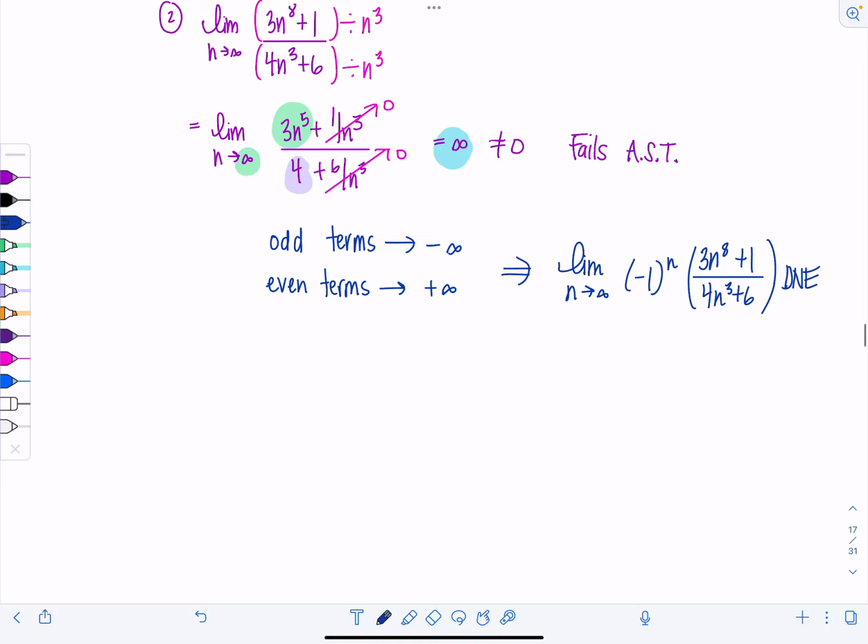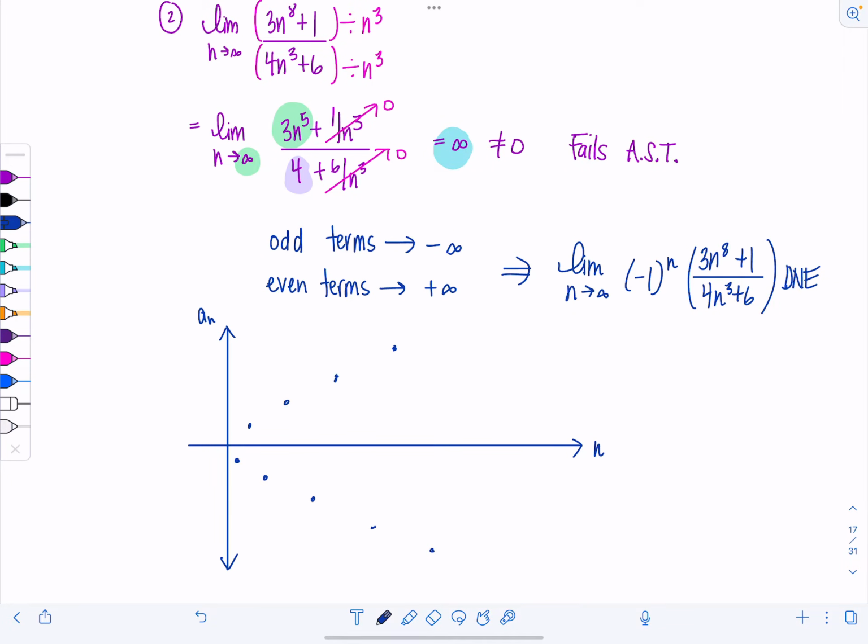It's basically like this. Let me give you a little graph. So pretend this is an, and then this is n. So what's happening is like the odd terms are going to infinity and they're negative. There's the first term, second term, third term, fourth term, fifth, like this, see?